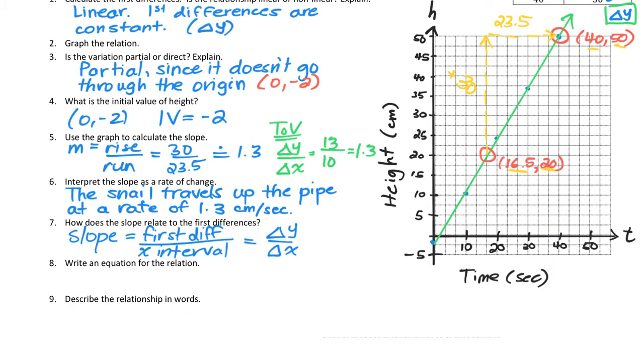So let's take all of this information and write it together to get an equation. So we know that this is a partial variation, which gives us the general equation of Y equals mx plus b. So now let's plug in the things we know. So we know that the slope is 1.3, right? The slope is 1.3, that's my m. And we know that the initial value is -2. What letter represented the initial value or the fixed cost? Alina? B. Perfect.